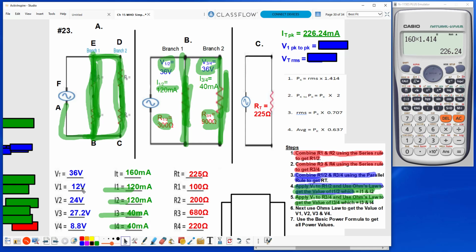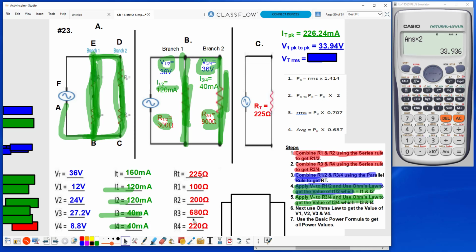Now I'm looking for my V1 peak to peak. I take my V1 RMS value here of 12 volts. Remember, all of these volts and all of these currents are RMS values. So I take this V1 RMS value of 12 volts times 1.414 equals 16.96. That's my V1 peak value. And then when I want to find peak to peak, I just say peak times 2. So I just take this peak value times 2, and that gives me the V1 peak to peak.